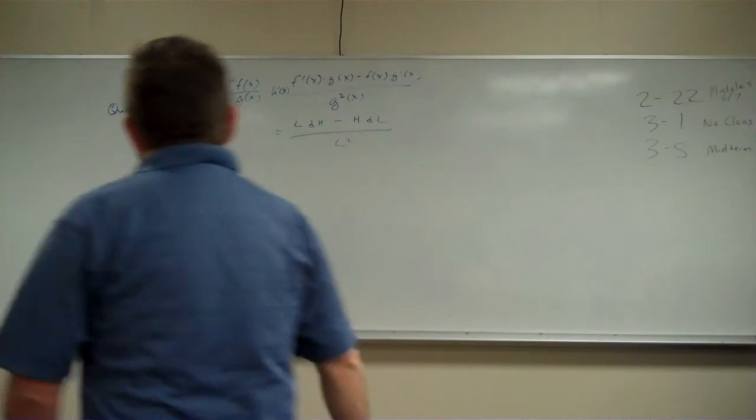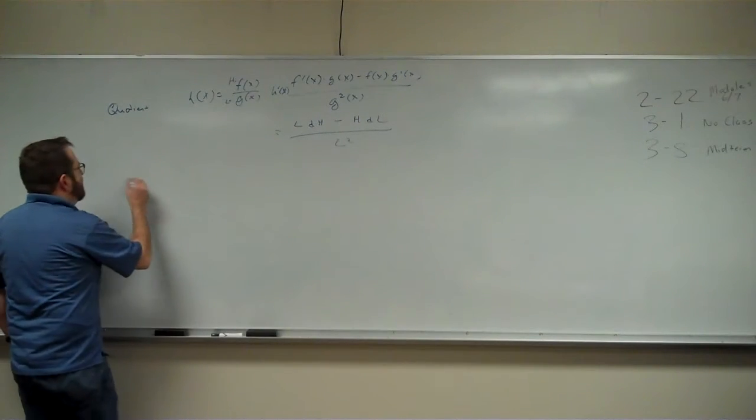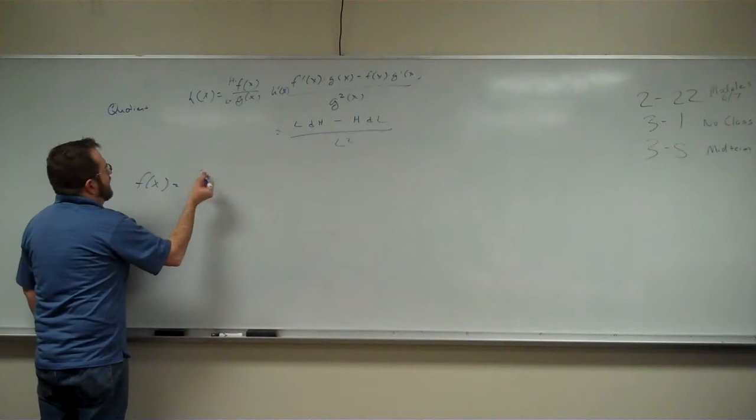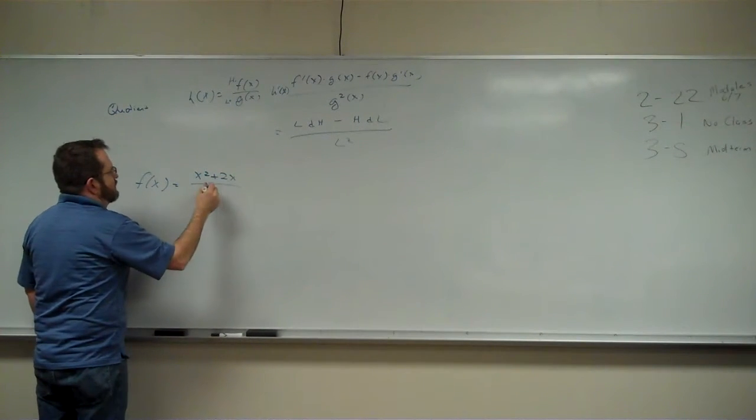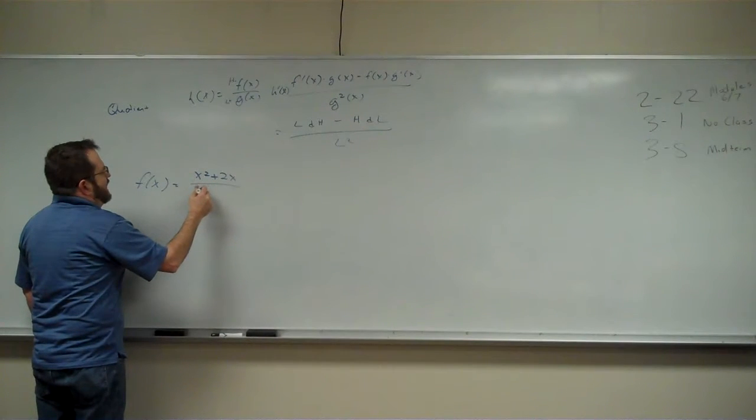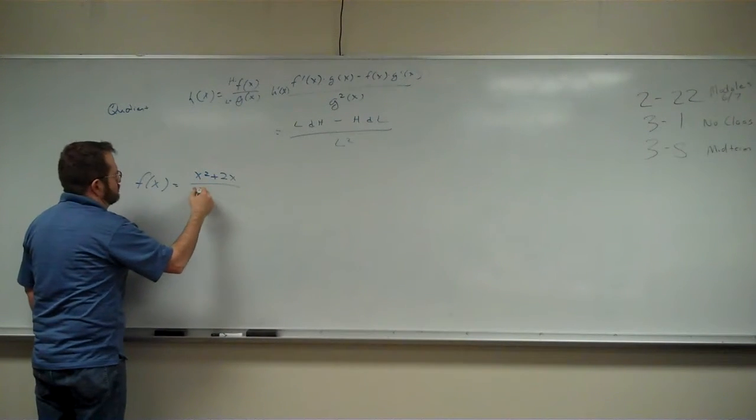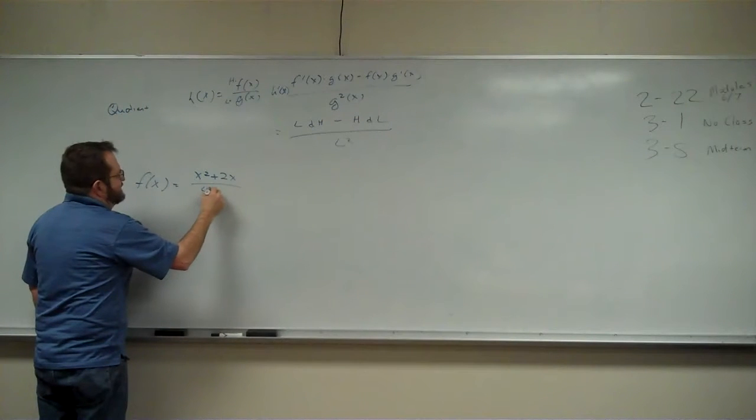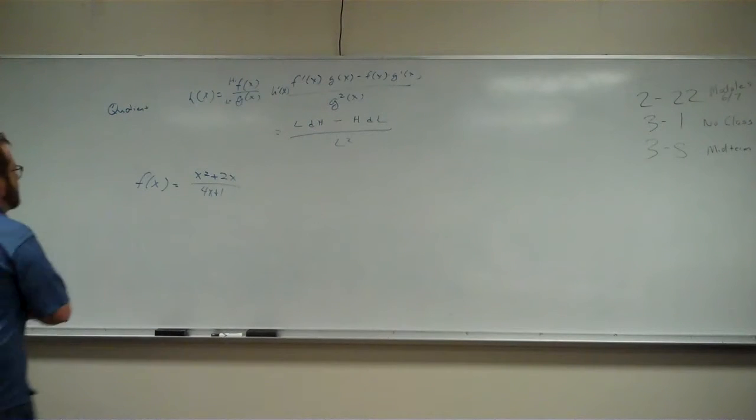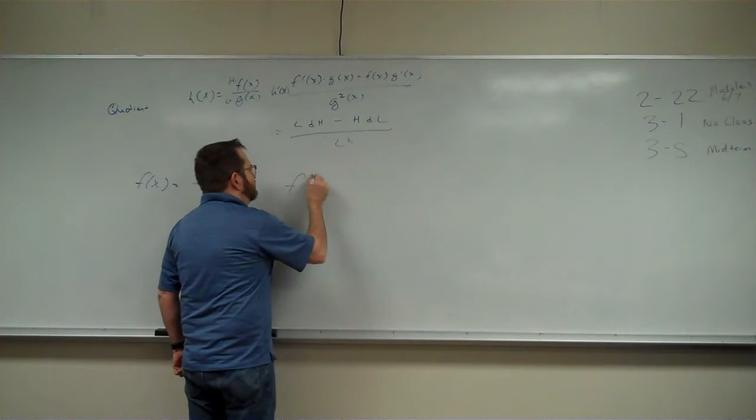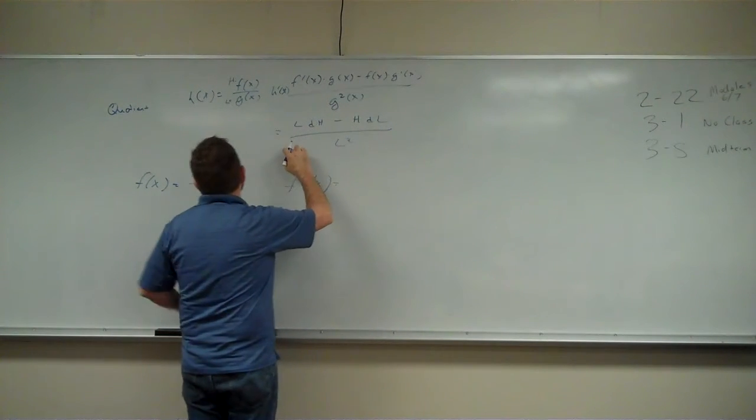So, for example, let's try one. What if your function was, I don't know, x squared plus 2x over 4x plus 1? How would we find the derivative of this? Could it be done using those limit laws like was apparently boring and easy last time? I don't know. Yeah, yes it could. But if we wanted to find its derivative, we could use these rules.